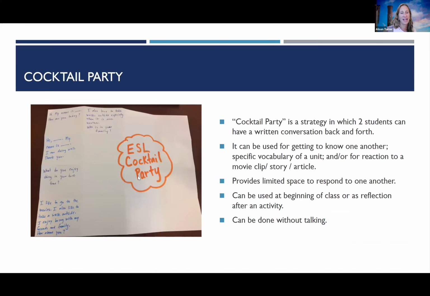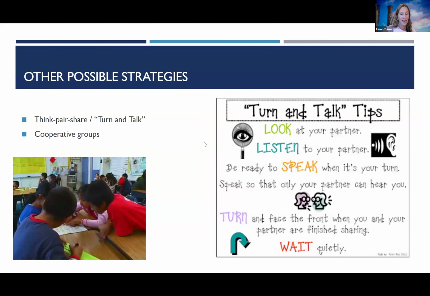Cocktail party is a fun variety that you might throw into your class where students actually have a written dialogue instead of a spoken dialogue, where they take turns writing back and forth to each other and passing the paper around the class. That can be really fun. It's a great way to start class. It can be a good way to get to know each other or to review vocabulary. And then again, just coming back to our good old favorite, think, pair, share, turn and talk, and how important that is to incorporate peers and peer interaction in our classroom every single class.